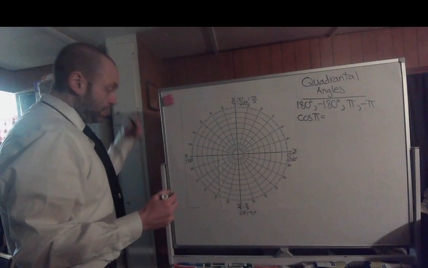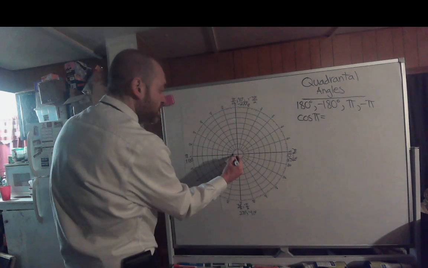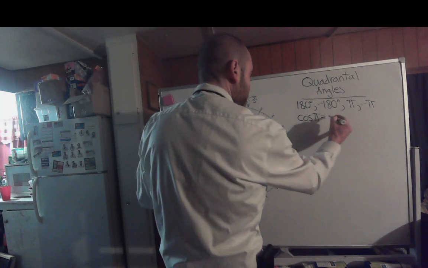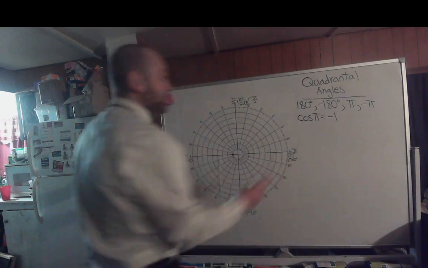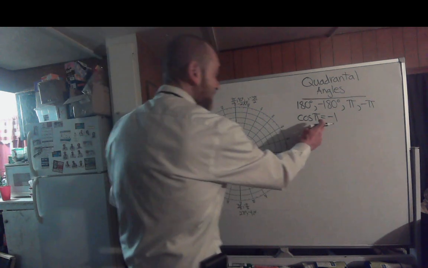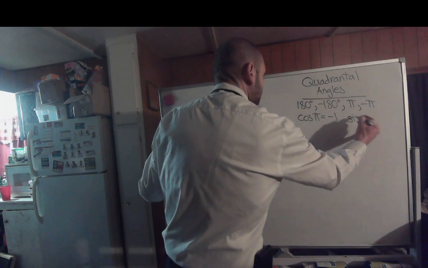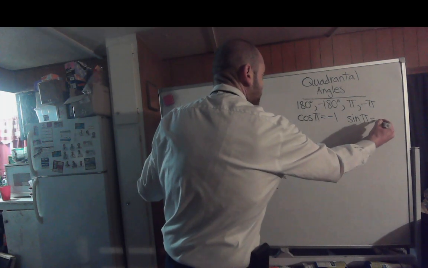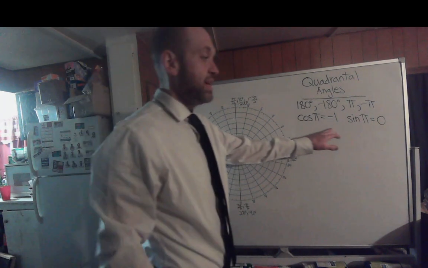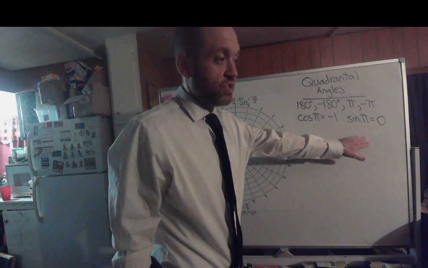So 180 goes in the negative direction, so you have a standard x-coordinate at negative 1, 0. So the cosine of pi is going to be negative 1. Since you're going in the negative x direction to get to pi, the cosine of pi is negative 1, which would mean your sine of pi, since your y-coordinate's 0, is going to be 0. So the cosine of pi is negative 1, which is also your x-coordinate. Your sine of pi is 0, which is your y-coordinate.